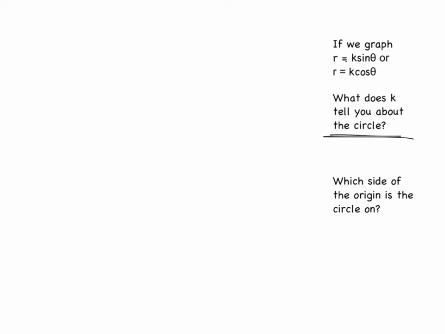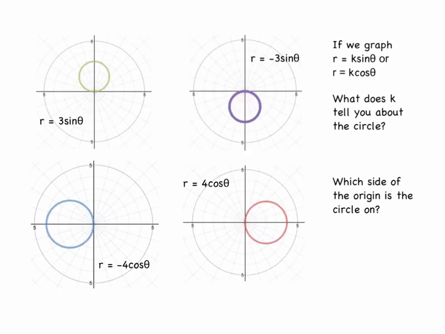That number is going to tell you something about the size of the circle. And then these are all going to move around on the graph. The circles are going to be in different parts of the graph. I want you to see if you can figure out what might tell you which side of the origin that circle is on. So here are our 4 graphs.